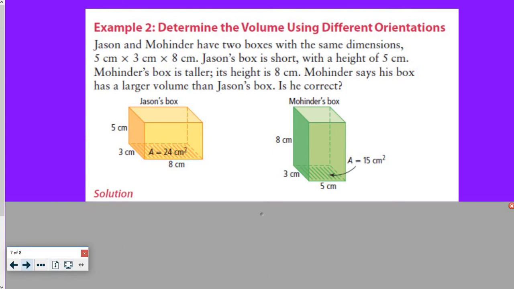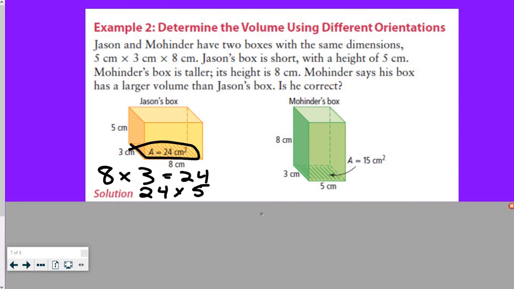Is he correct? The area of this rectangle right here is 24, and we know that because 8 times 3 equals 24. And 24 times 5 is 120. On this side, 3 times 5 equals 15, and 15 times 8 also equals 120.